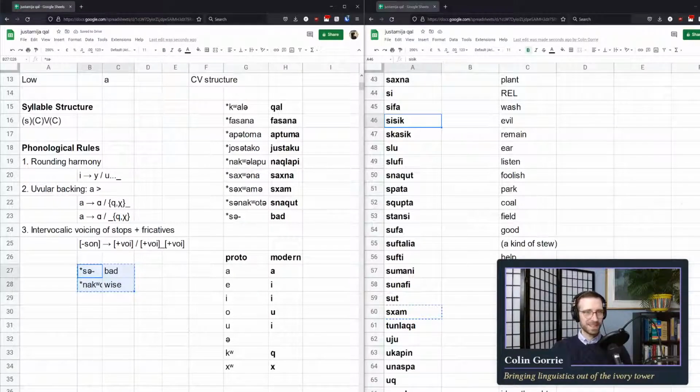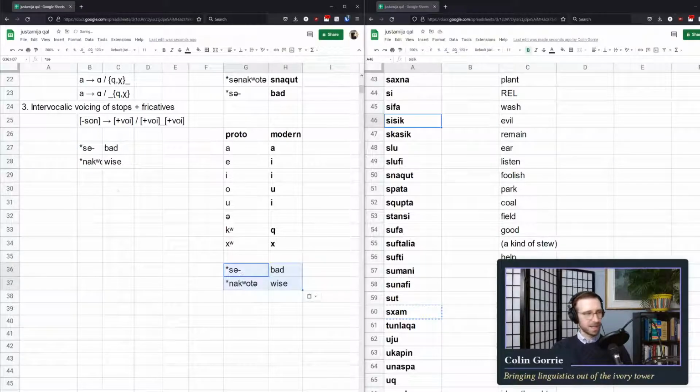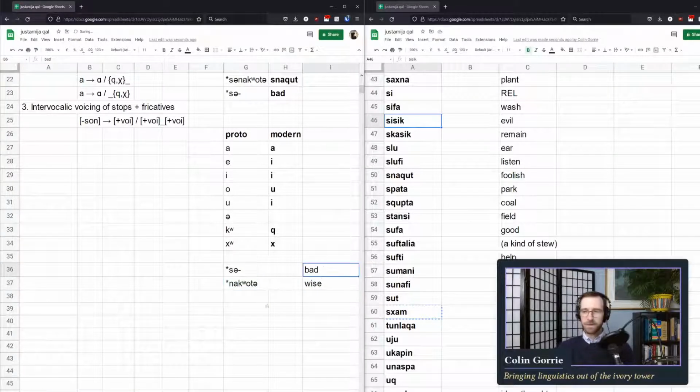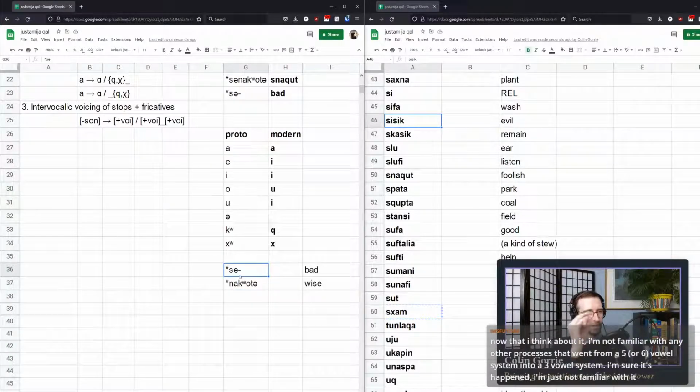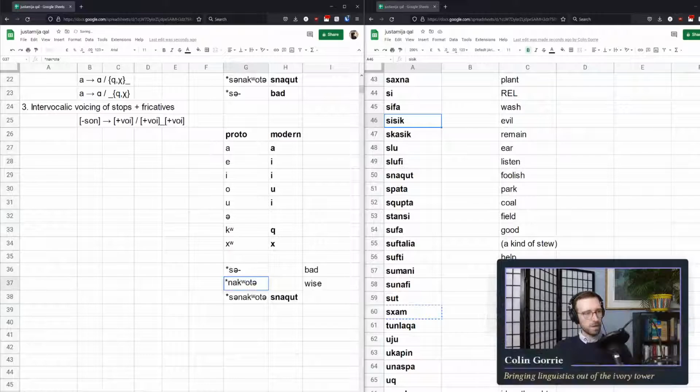I run out of places to write things all too often. Let's go down here. Okay, so we have this bad prefix and then the wise. And we have sinaquota, which means so wise but in a bad way, so foolish. So we have our word snakut. We have also presumably nakut, which means wise, although that may not remain in the language in the present form. Maybe it does, maybe it doesn't. We don't have to make up our mind on that right now.